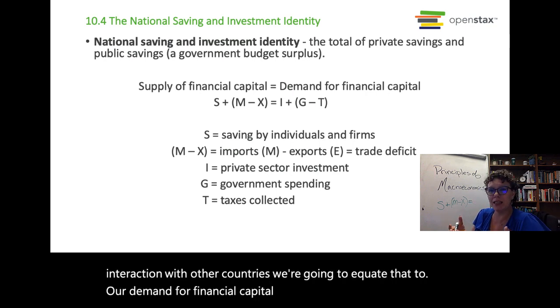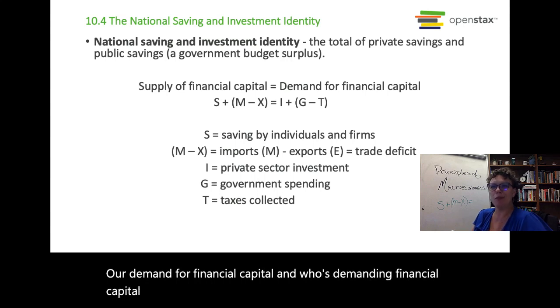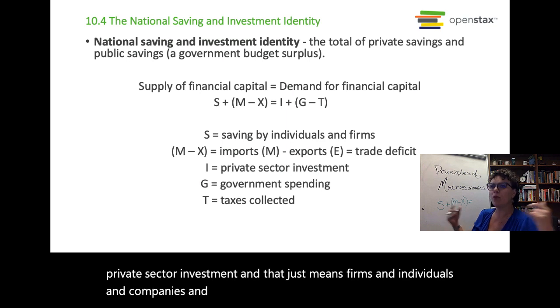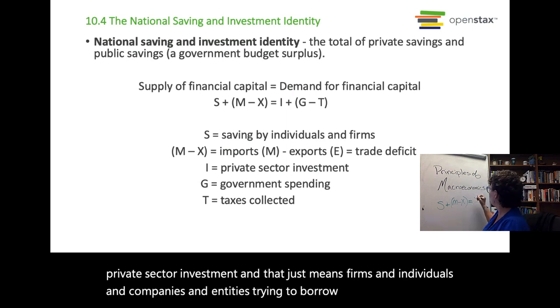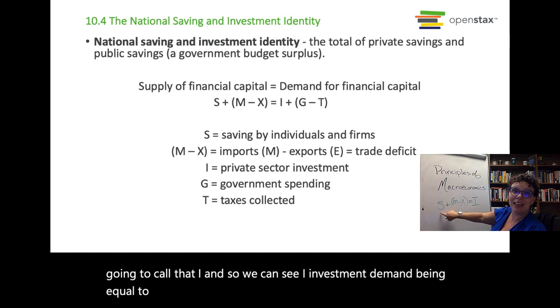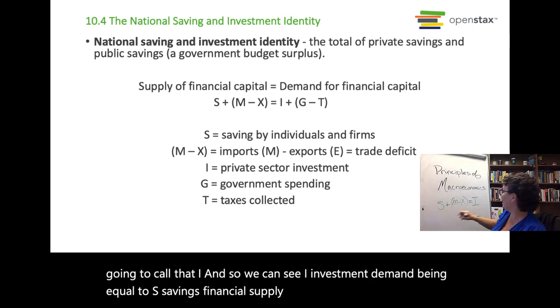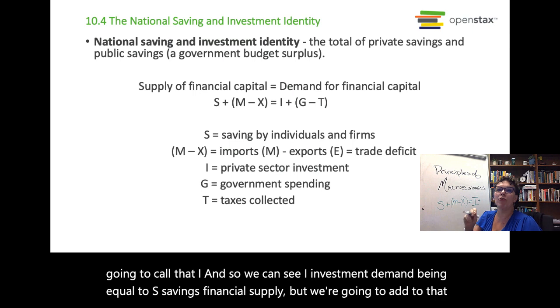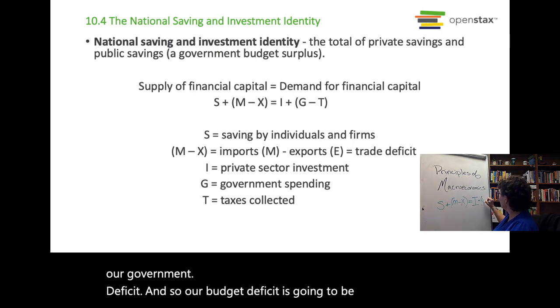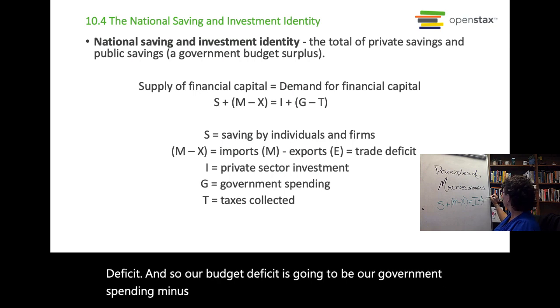And who's demanding financial capital? Well, lots of people. But what we're going to talk about is private sector investment. And that just means firms and individuals and companies and entities trying to borrow money. And so we're going to call that I. And so we can see I, investment demand, being equal to S, savings, financial supply. But we're going to add to that our government deficit. And so our budget deficit is going to be our government spending minus our taxes collected.